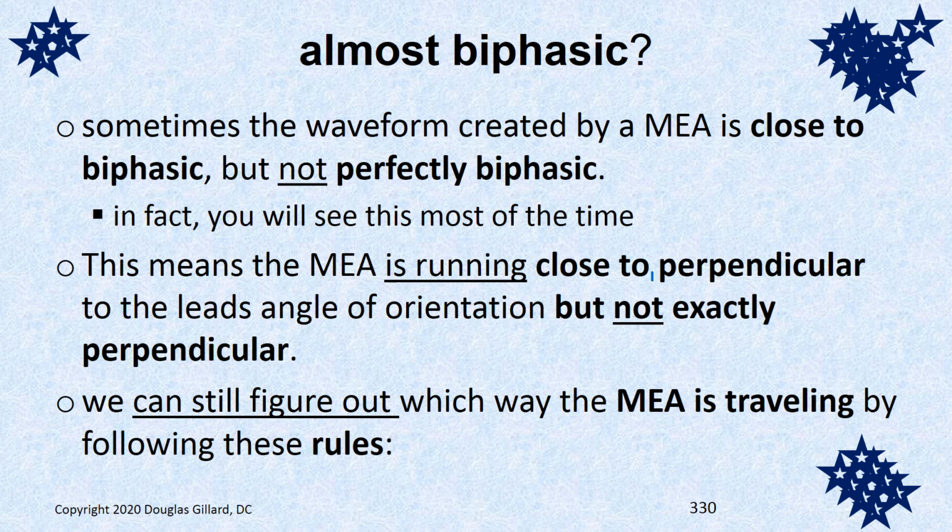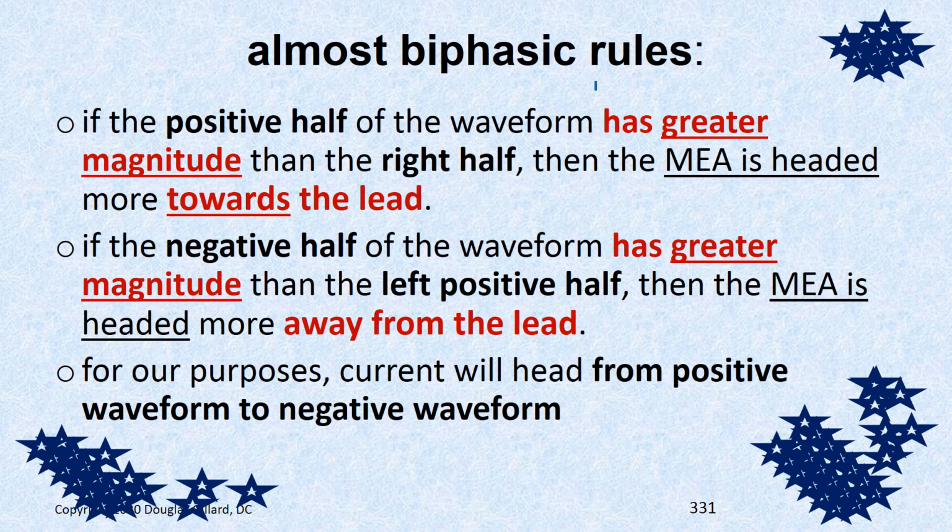And once we figure out which lead to use, we can tell whether the current is running a little bit more away or a little bit more towards the camera or the limb lead. I'll explain that more. So we can figure out the MEA by looking for something that's almost biphasic. If you can find one perfectly biphasic, great. Then it's really easy to figure out where the current is flowing. But in reality, as you're going to see in a minute, you're never going to find one that's perfectly biphasic. Well, I shouldn't say never. You will occasionally, but probably not on my test.